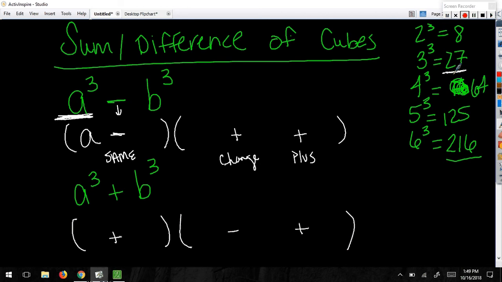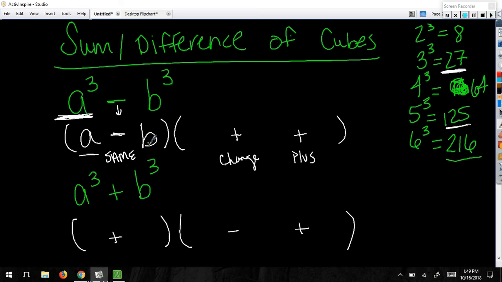Right? If that was a 27 sitting right there, what would this number be? 3. Okay? If this was a 125 sitting here, then this number would be 5. It's what to the third power? You with me? Same with the B. I'm giving you a general form now, and then we'll do one with numbers in there, okay?